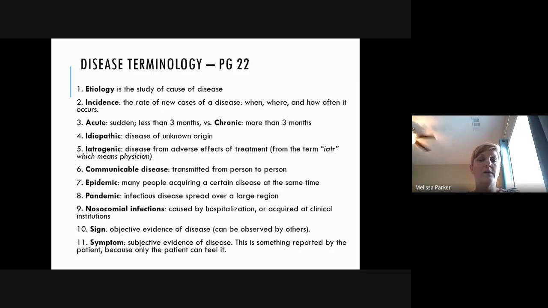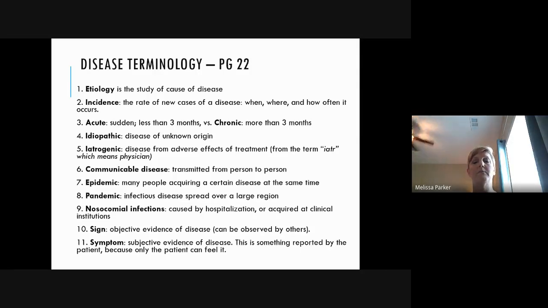Okay. Acute. This is something that has happened within the last 3 months. So someone falls and breaks their arm, that's an acute injury. If someone has acute liver failure, that means their liver failed within that 3 months. Or chronic is something that lasts longer than 3 months. So people that have things like rheumatoid arthritis or conditions that can last longer than 3 months, we call those chronic conditions.